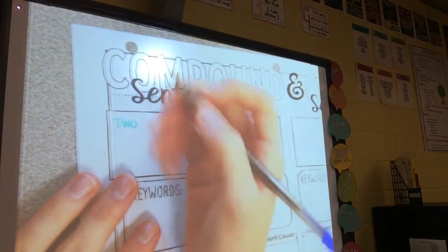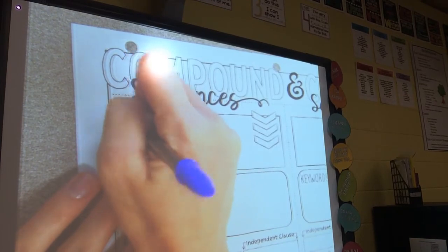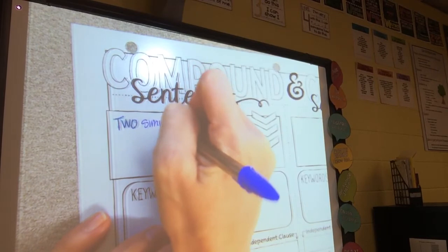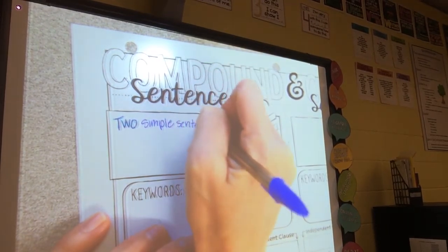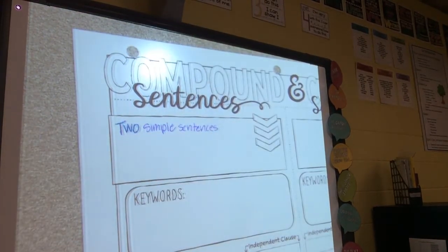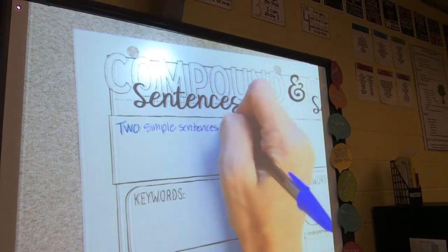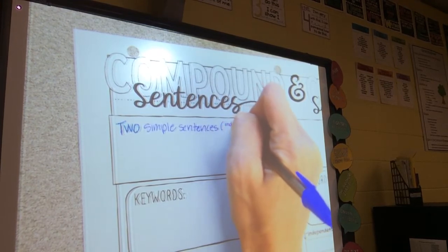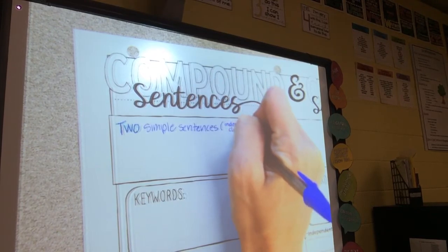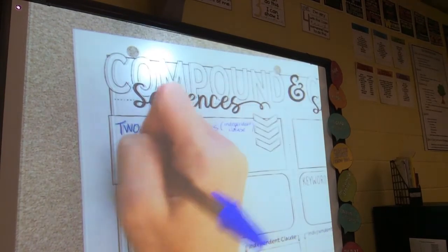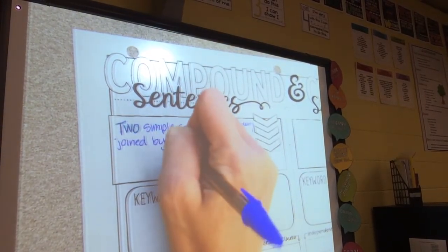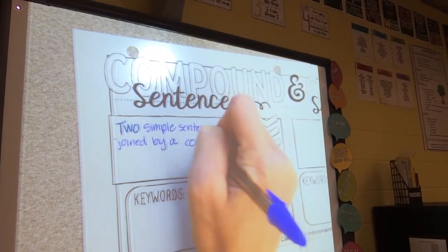Two simple sentences. And a simple sentence is an independent clause. Put that in parentheses. Joined by a coordinating conjunction.